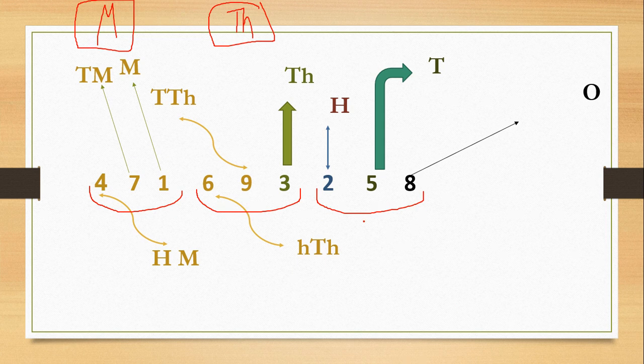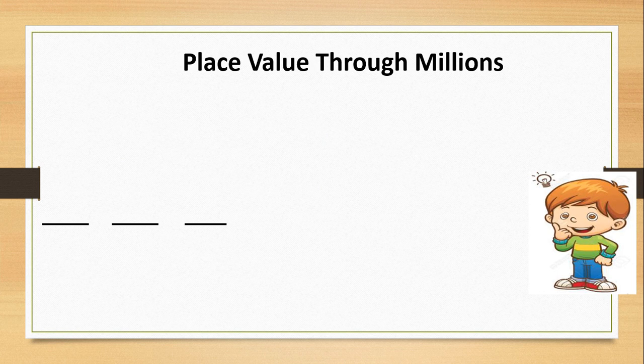In each group we will put 3 digits. But only the last one could have 1 or 2 or 3. Okay? First group without name. Second group, group of thousands. Third group, group of millions. Okay? That's great.